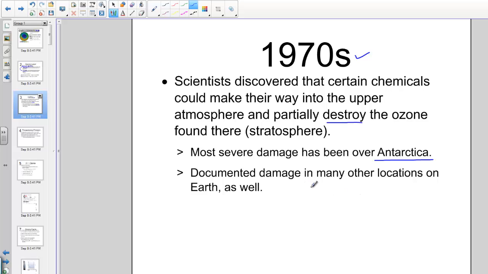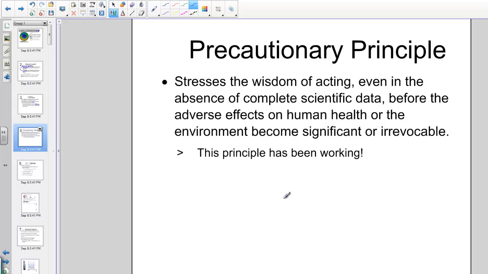So there's documented damage in many other locations on Earth as well. I know there's an ozone hole that's being studied in the atmosphere over Australia as well. But the largest one that we've been researching is over Antarctica. And again, not because of population there, but because of weather patterns and the jet streams bringing or converging all of those pollutants in that direction.